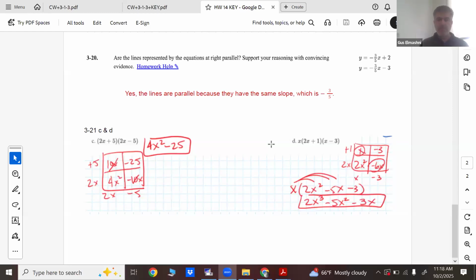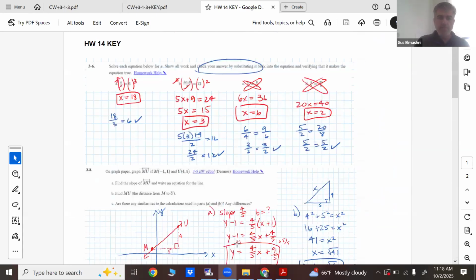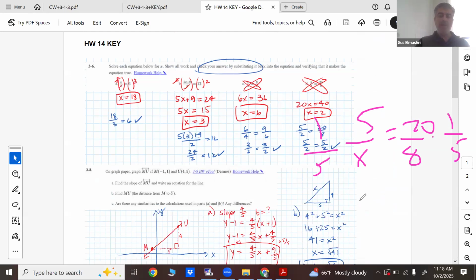3-6B. Yeah, good. I got 1/2 because I multiplied both sides by 1/5. Then I got 20. Okay, if you do that, you have 1/x though, not x. If we have 5/x equals 20/8, and you multiply both sides by 1/5, what's left behind on the left side? 1/x, not x.